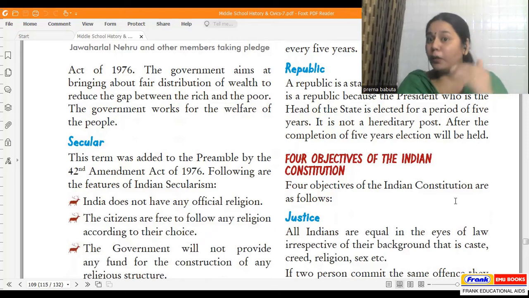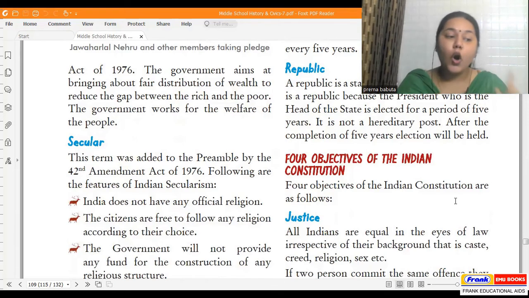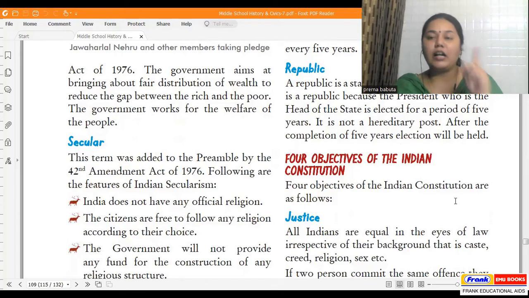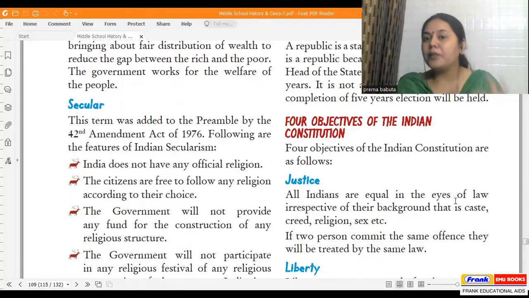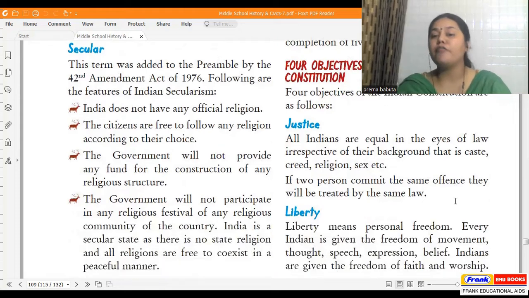Now we talk about the objectives. First is justice, that is, all citizens, irrespective of caste, creed, religion, region, gender, community, any of these aspects, are equal in the eyes of law. It's not that you are rich, so the law will exempt you from a crime. Everyone is equal in the eyes of law.